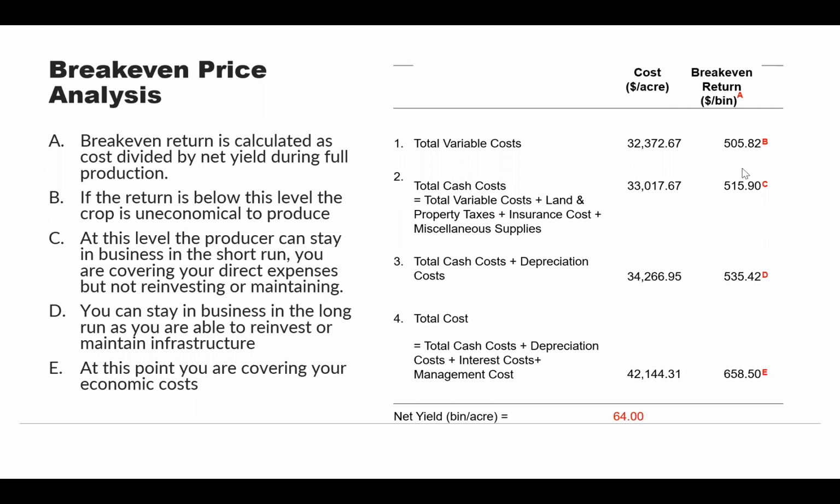At $515, so that would be the 64 bins per acre divided by the 33,000. At this price, you're covering your variable costs plus all of your fixed costs also. And so at this level, you're covering all of the direct expenses to grow the crop, but you're not making enough at this point to reinvest or maintain the crop.